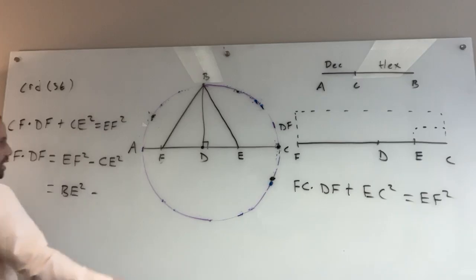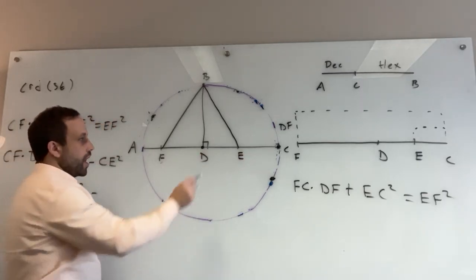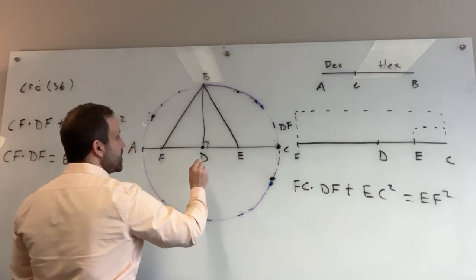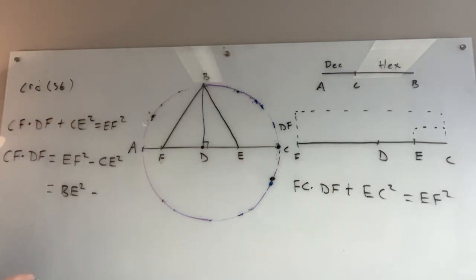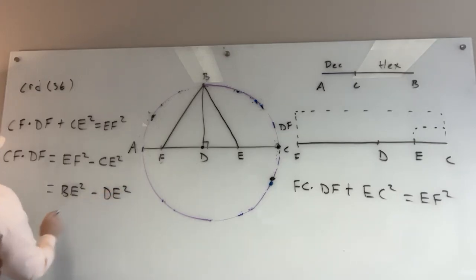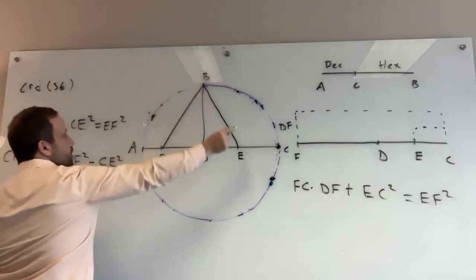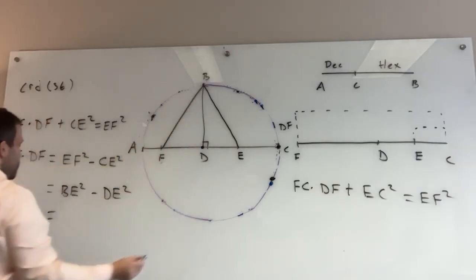Now what about CE? Well, E bisects DC. So then CE is just equal to DE. So this is minus DE squared. Okay, so then by the Pythagorean theorem, BE squared minus DE squared is equal to BD squared.